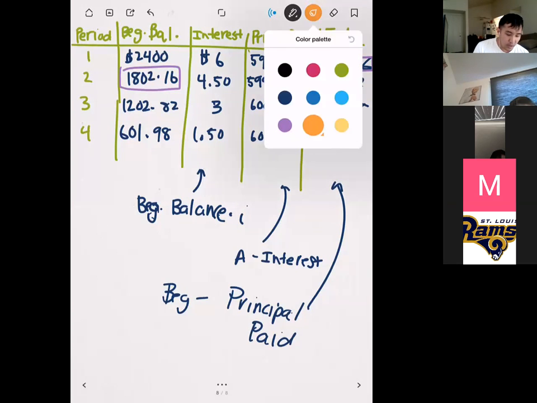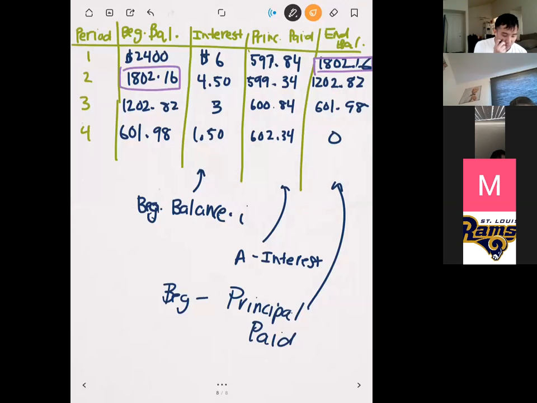I want to bring your attention to a couple things here, and this is a trend for all loans. First, let's look at the column for the interest. The interest rate here was so low that it's a little hard to see, but the highest interest that we pay is at the beginning, because that's where our balance is the highest. And then as time goes on, our interest payments go down.